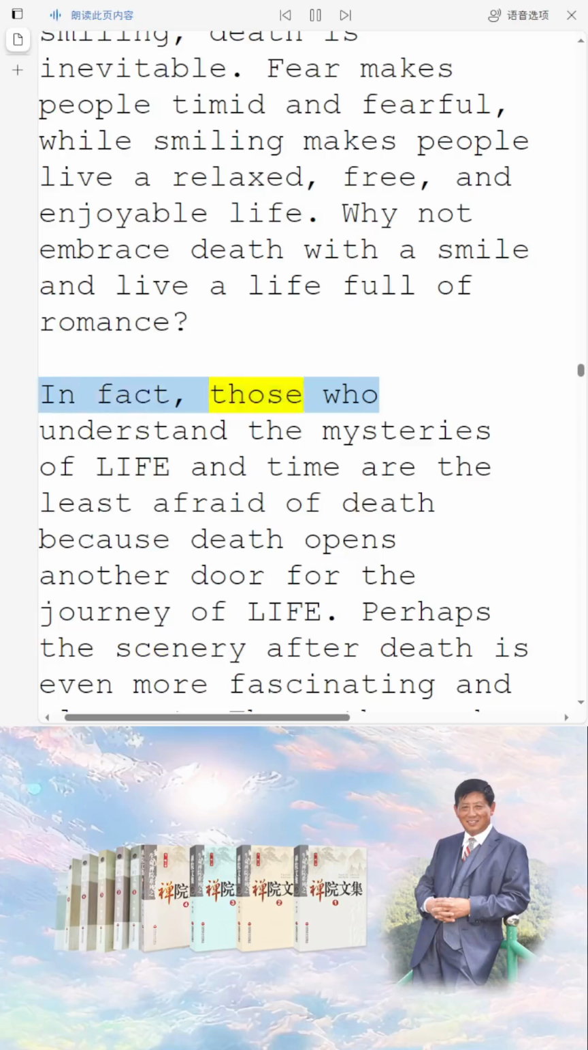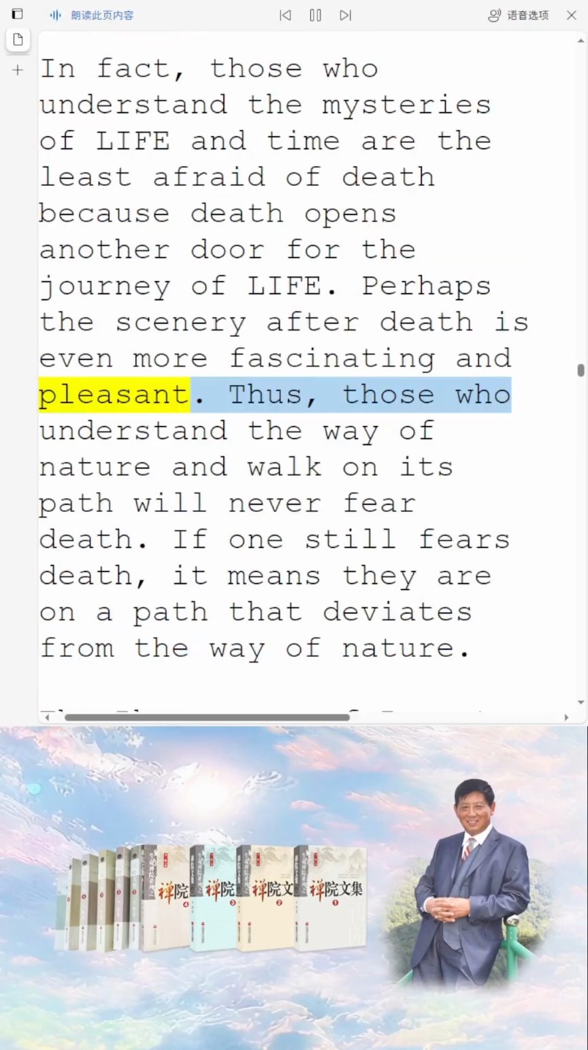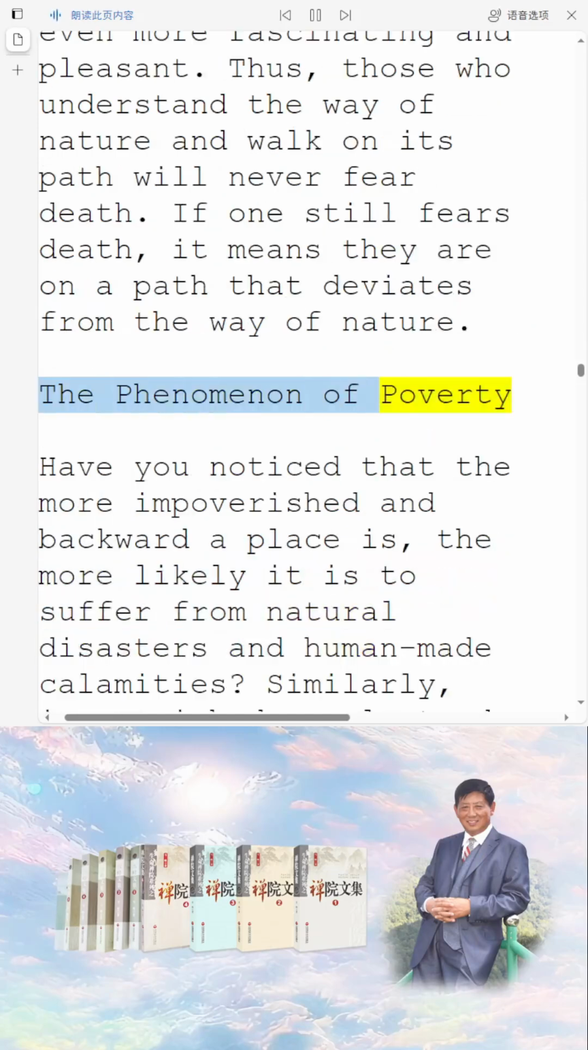In fact, those who understand the mysteries of life and time are the least afraid of death because death opens another door for the journey of life. Perhaps the scenery after death is even more fascinating and pleasant. Thus, those who understand the way of nature and walk on its path will never fear death. If one still fears death, it means they are on a path that deviates from the way of nature. The phenomenon of poverty.